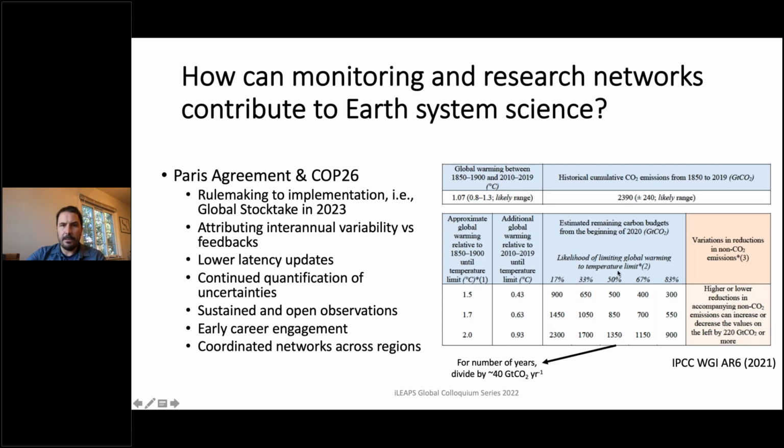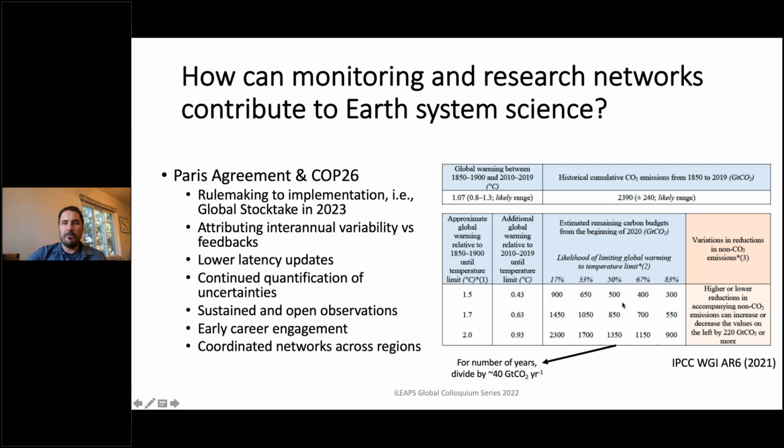And so you can take these numbers in the middle column. If we want to have a 50% chance of remaining below 1.5 degrees Celsius warming, then our remaining carbon budget is 500 billion metric tons. And we're currently emitting at a rate of about 40 billion metric tons per year. So this means we have roughly 10 to 12 years of emissions remaining to stay below 1.5 degrees warming.